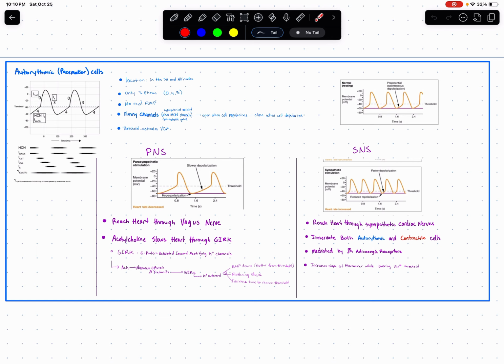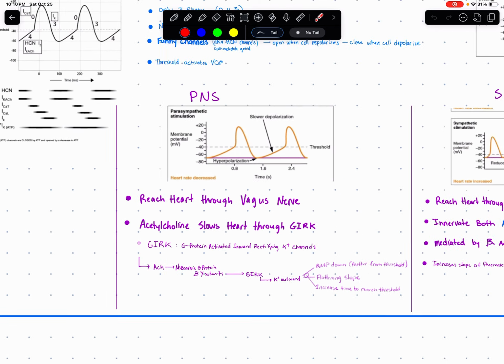Now, the sympathetic nervous system goes through the cardiac nerves. And you can do this through autorhythmic or contractile cells. In this case, we're acting through autorhythmic. They go through beta 1s because 1s are excitatory, and it increases the slope and lowers the calcium threshold. It's just the exact opposite of what's actually happening.